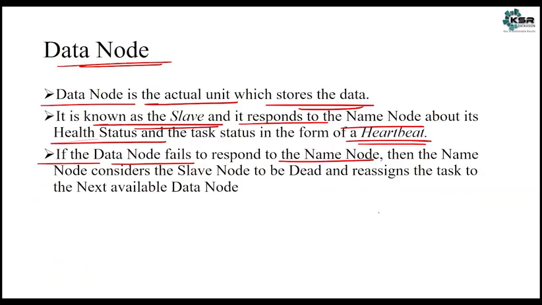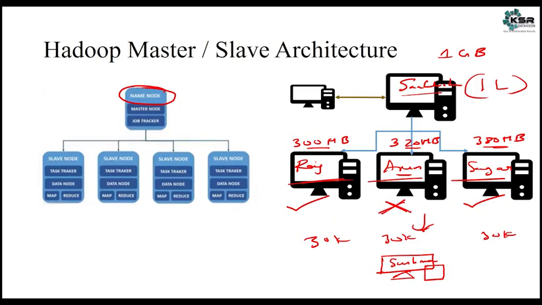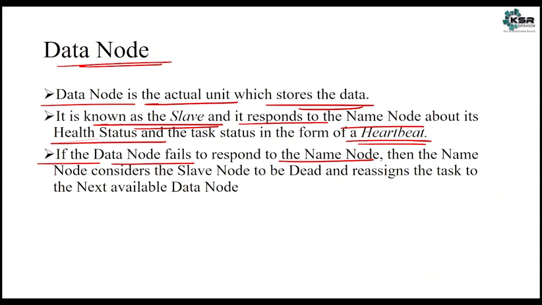Arun did not respond to me. I called out Arun's name. He did not say yes or no. So what is the guarantee that he's listening to me? I don't know, right? So in case Arun's data node fails to respond to the name node, Santosh, then the name node considers the slave node to be dead. I feel like Arun's system is dead. When he's not responding, according to me, his system is dead.